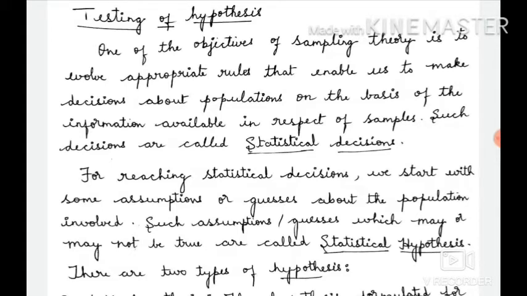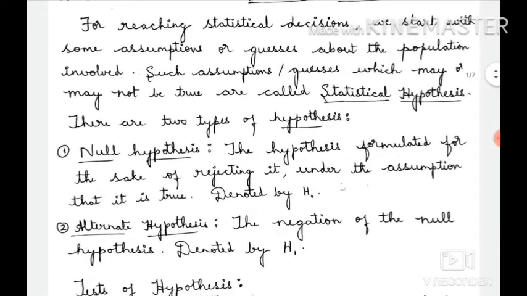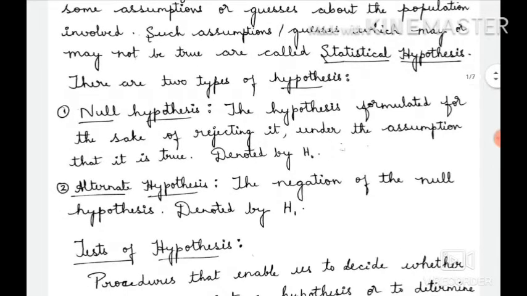In this line, we first formulate the statistical hypothesis. These are nothing but assumptions or guesses about the population which may or may not be true. There are two types of hypothesis, the null hypothesis and the alternate hypothesis. The null hypothesis is basically the default hypothesis which is based on belief. It is formulated for the sake of rejecting under the assumption that it is true. We denote this hypothesis by H naught.